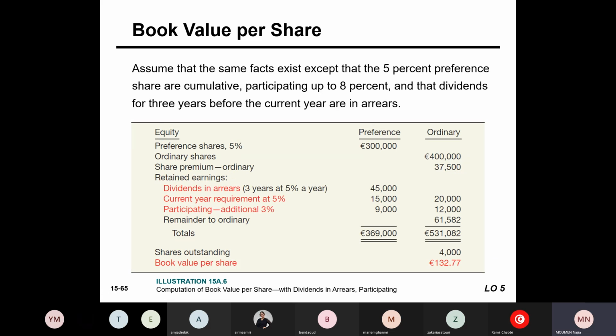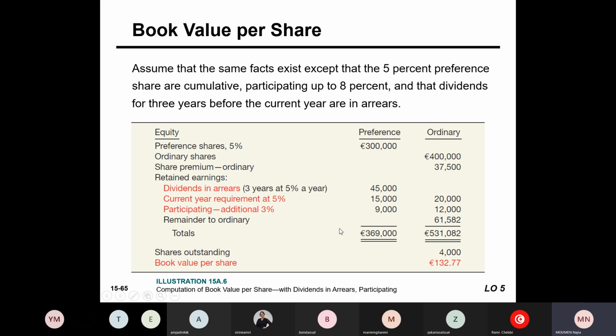Now, assume the same situation exists, except that we have 5% preference shares that are cumulative, participating up to 8%, and the dividends for the 3 years before the current year are in arrears. So we have 5% cumulative preference shares, meaning they need to receive 3 years of arrears dividends, also the current period at 5%, and they are participating up to 8%, meaning they get an additional 3% of dividends if there is any remaining amount.